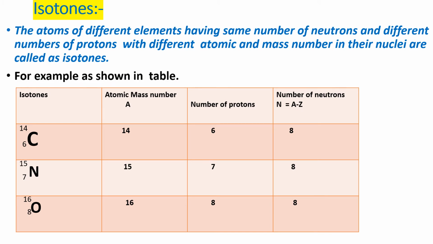For example, as shown in the table, this table shows isotones. The example is carbon 14, nitrogen 15 and oxygen 16. Atomic mass numbers 14, 15, 16. Protons 6, 7 and 8. But the same number of neutrons, that is 8, 8 and 8. Okay, the same number of neutrons but a different number of protons. It shows the isotones. Okay, next one.